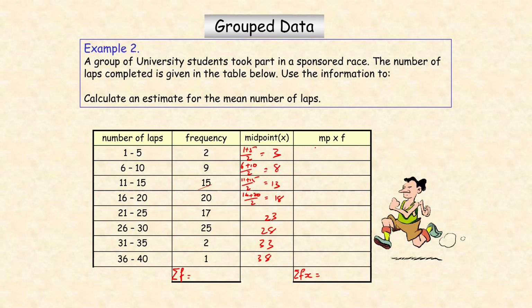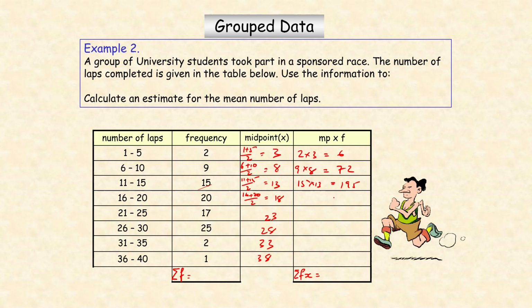And then to find the f times x, what we do is we multiply. So 2 times 3 gives me 6. 9 times 8, 72. 15 times 13, which you should work out. You do that in your head, 195. And so on all the way down.